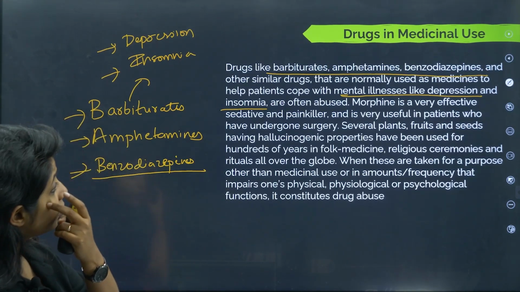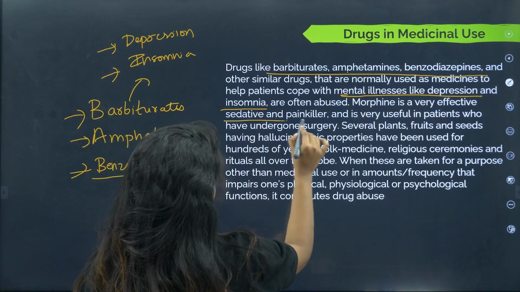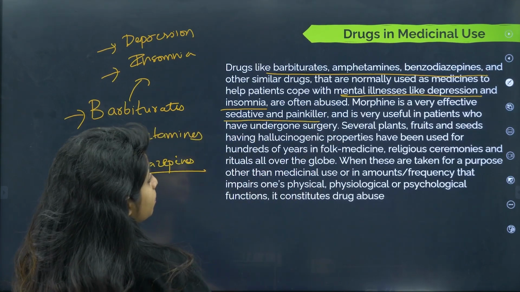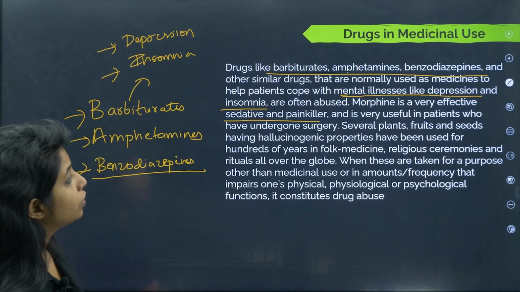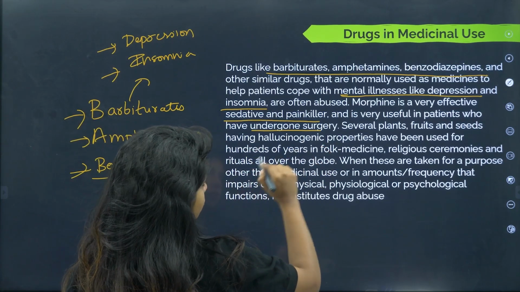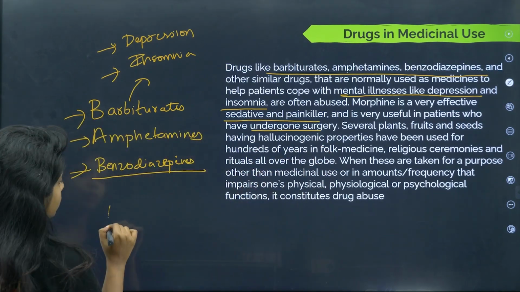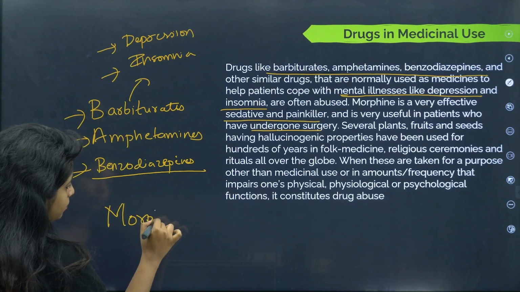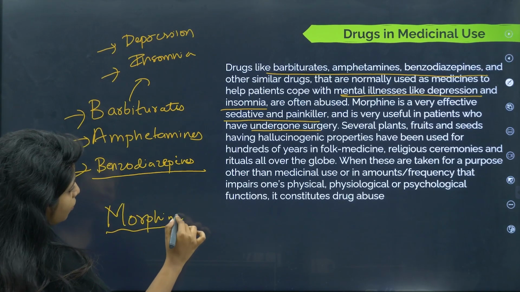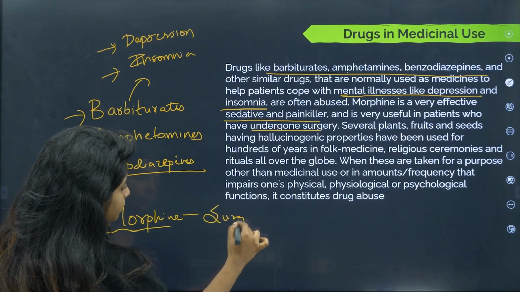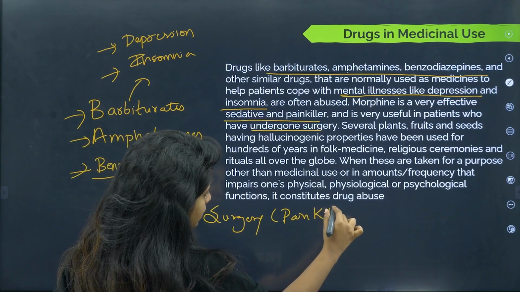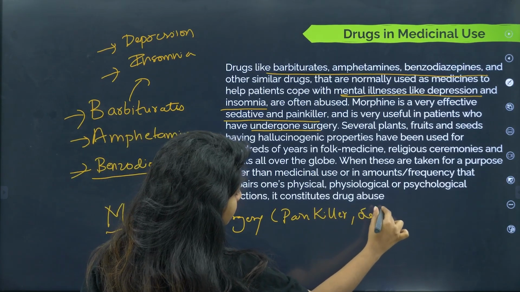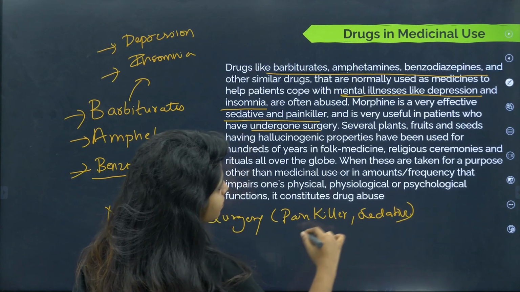Now, morphine is a very effective sedative and painkiller, as I said, and it is useful in patients. Morphine comes in the opioid category, okay? It's very useful in patients who have undergone surgery. Please remember this. So I will write morphine, which is for surgery. And what is it doing? Painkiller and sedative. It makes people rest for some time, sleep.